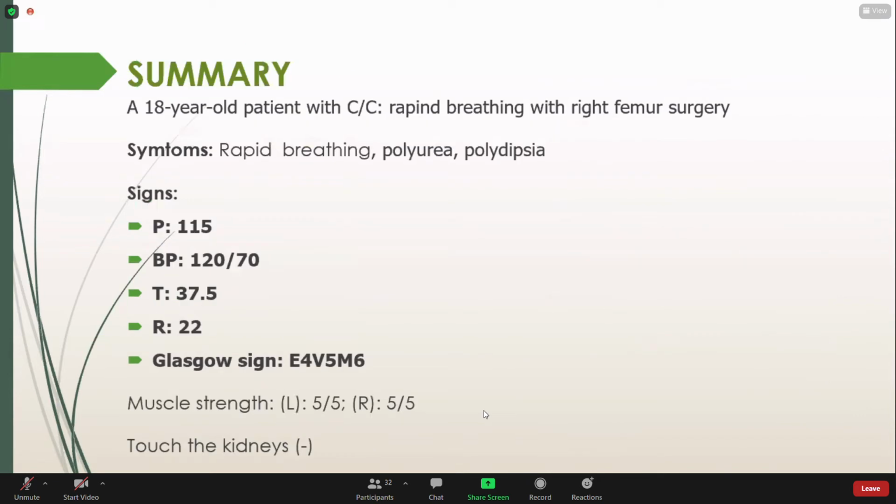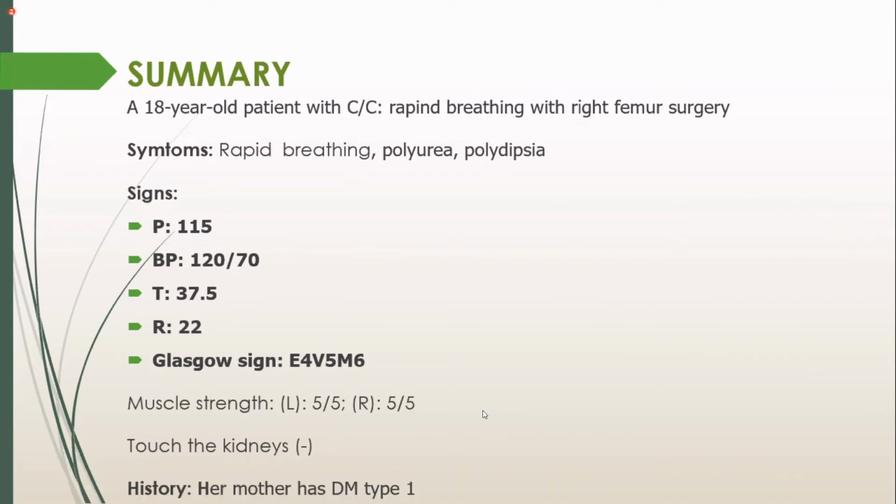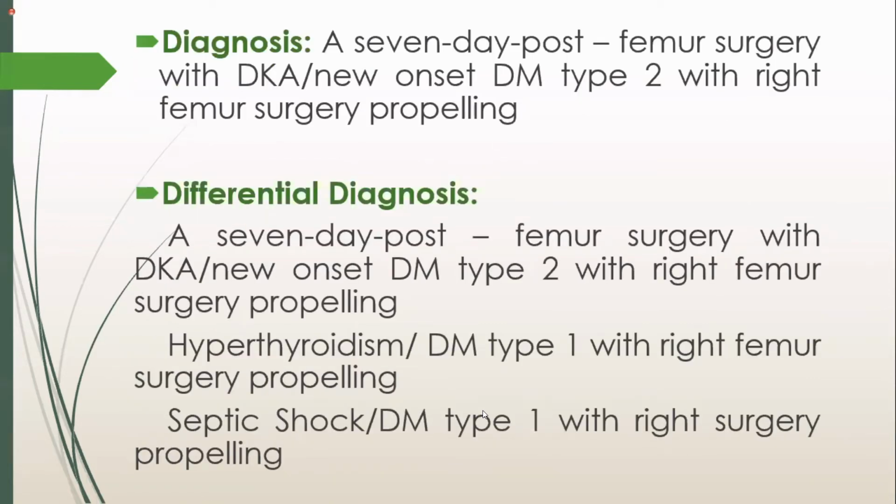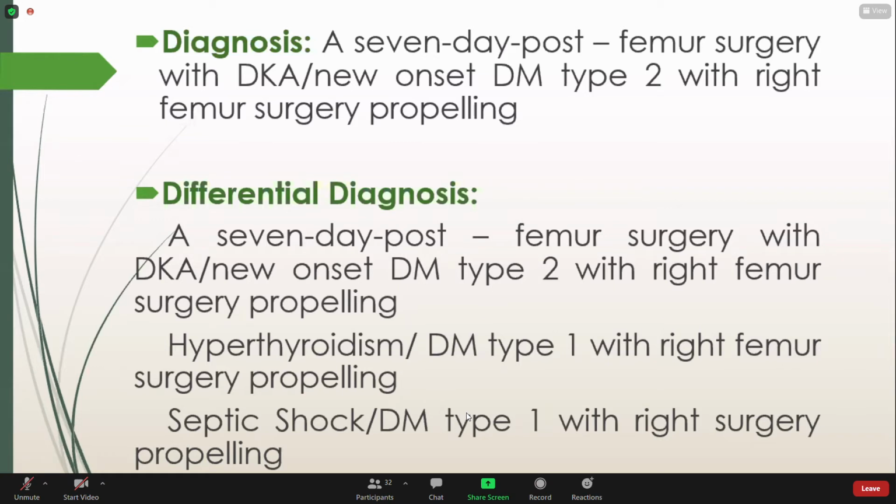This is a summary of this patient. She is an 18-year-old patient with a chief complaint of rapid breathing, with right femur surgery. Now she has rapid breathing, polyuria, and polydipsia, and her mother has type 1 diabetes. This is my diagnosis: 7 days post-femur surgery with DKA and new onset type 1 diabetes, with right femur surgery.